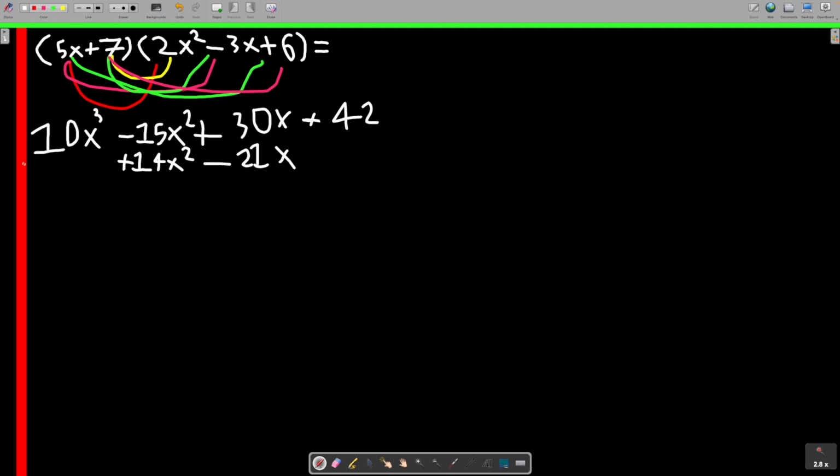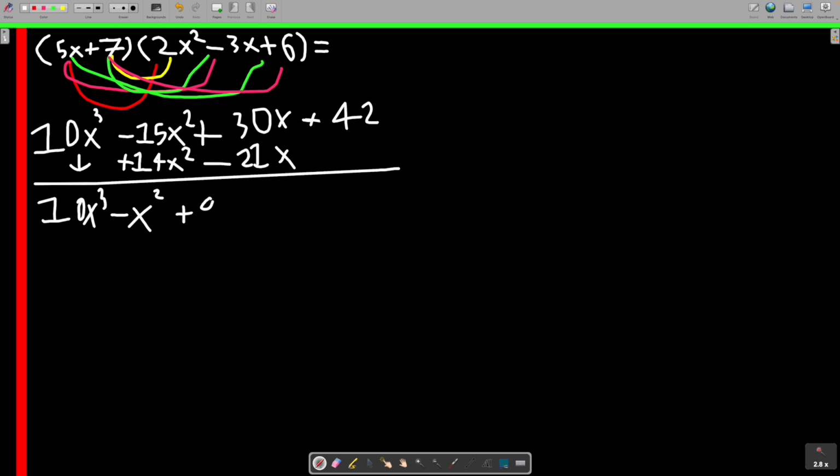So now let's do the addition. We can just bring the 10x cubed down since it's unlike terms. It's one of a kind. Negative 15 plus 14 is just negative 1, so we're going to have negative x squared. You don't have to write the 1. Positive 30 minus 21x is positive 9x.